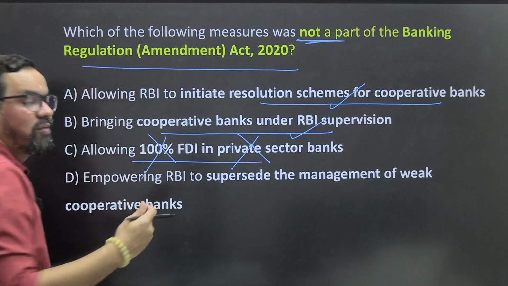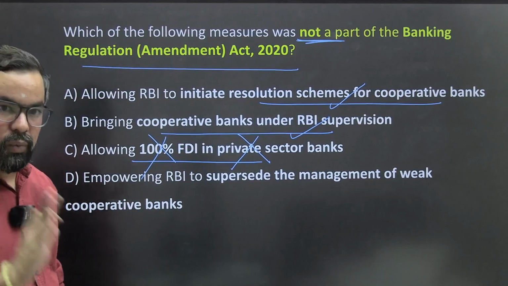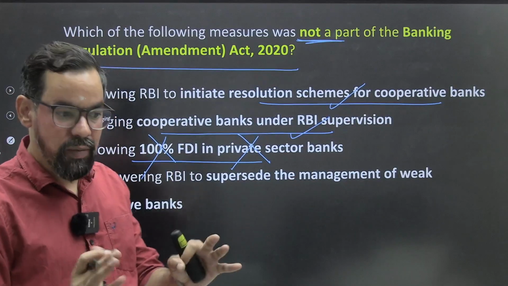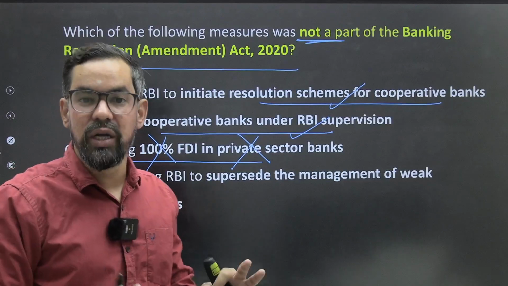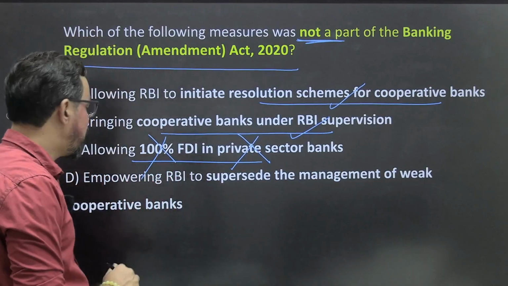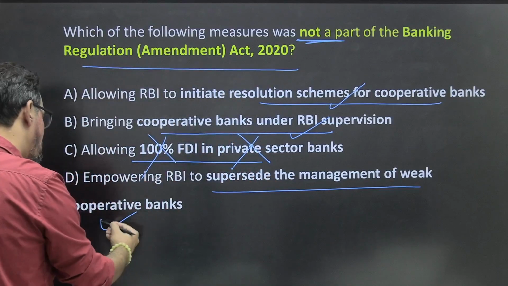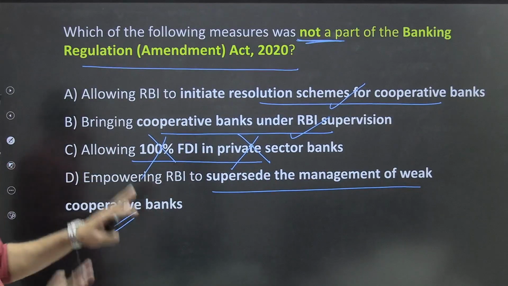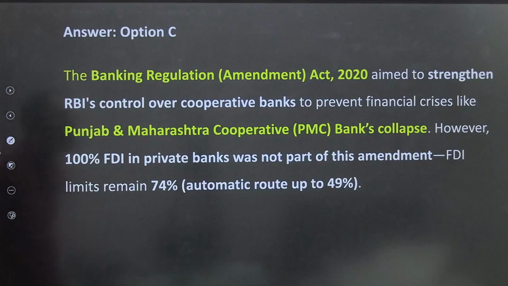ठीक है, कितना है अभी आपका FDI in private sector? It is आपका 74% अप्रूवल रूट. ठीक है, अंडर अप्रूवल रूट. ठीक है, सो 74% मैक्सिमम, दैट इज इवन विद इन द अप्रूवल रूट. ठीक है, अदरवाइज ऑटोमेटिक रूट इट इज 49%. So empowering RBI to supersede the management of weak cooperative banks, और ये राइट RBI ने पिछले 2 सालों में काफी ज्यादा एक्सरसाइज किया है. ठीक है, सो ऑप्शन सी इज इनकरेक्ट, सो दैट विल बी योर राइट आंसर.